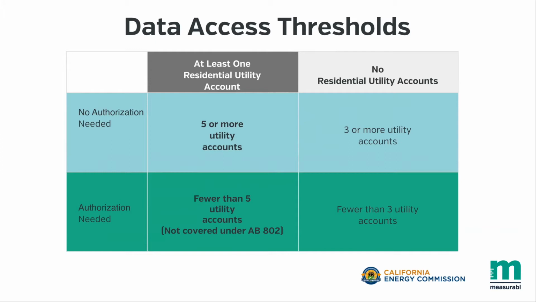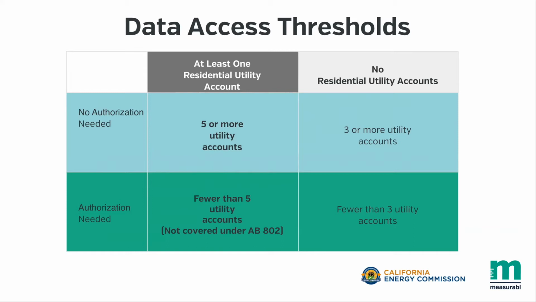The left column, at least one residential utility account. There's a similar distinction. 5 or more utility accounts, it's a covered building. The utility needs to provide data. If there are fewer than 5 utility accounts, that is outside the scope of this program for purposes of data access. The utility has discretion over whether they want to provide data in that case or not.